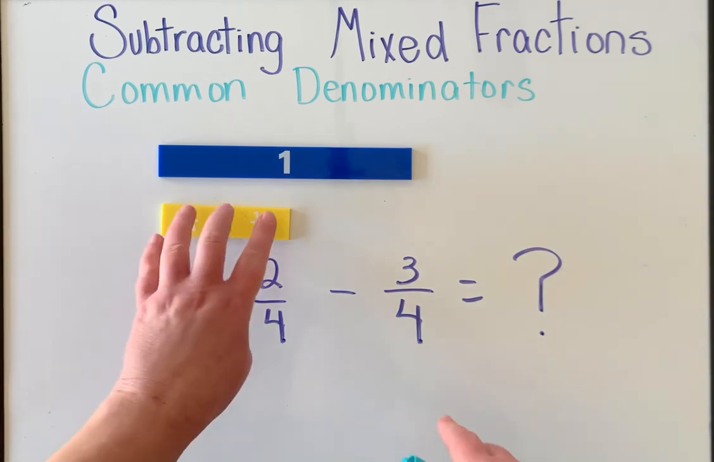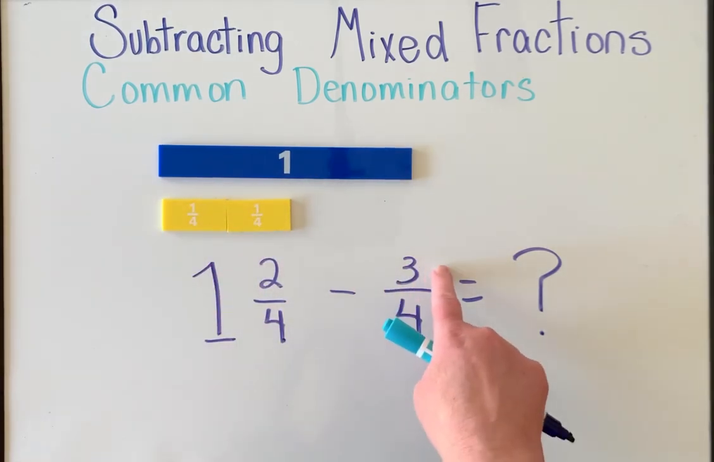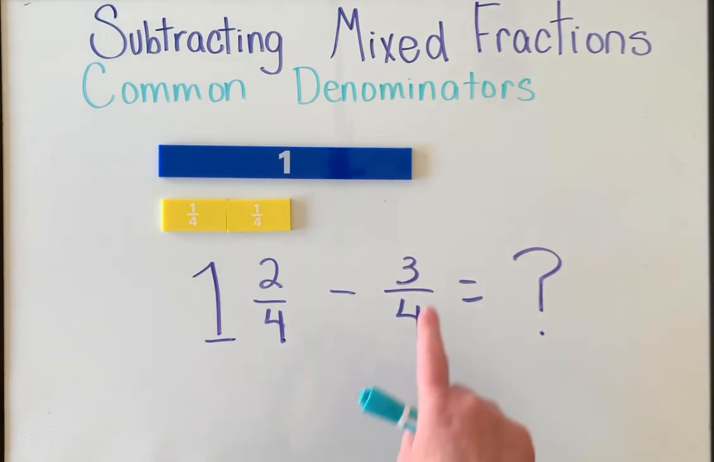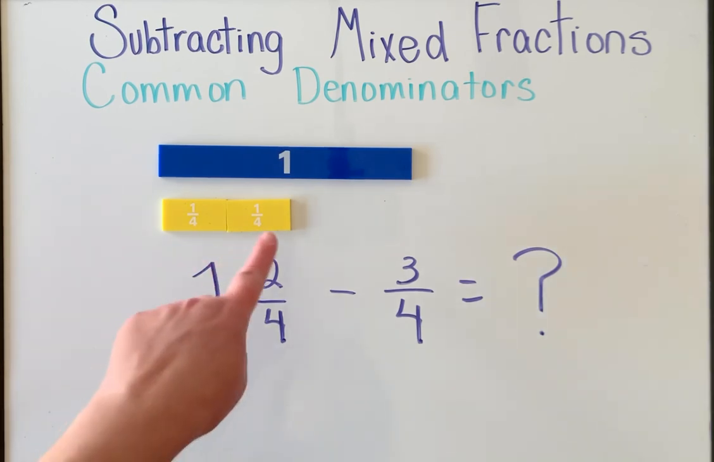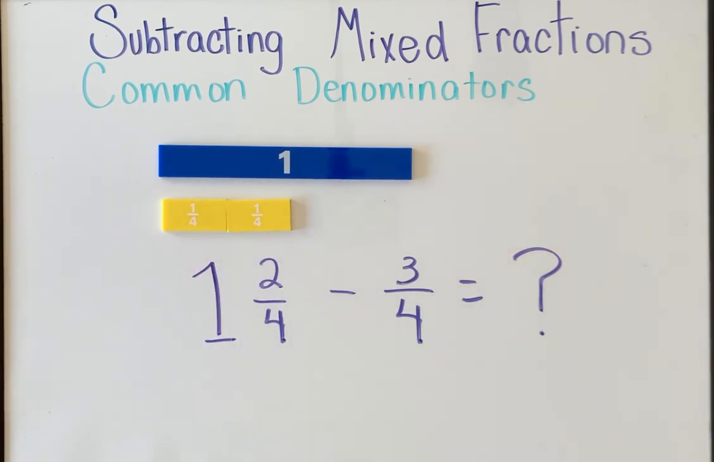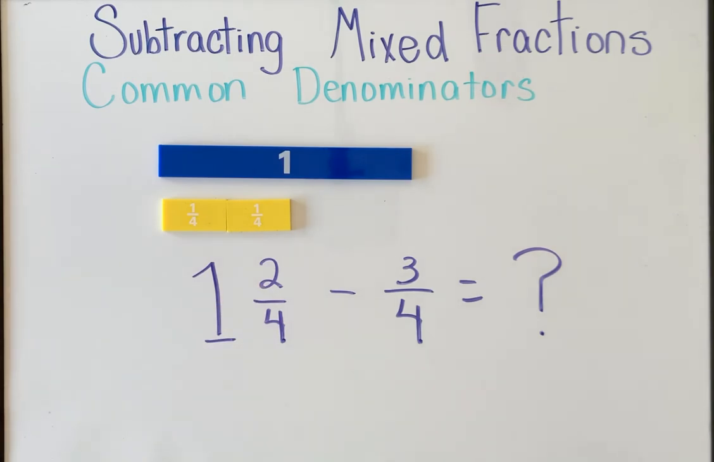And I have to ask myself, okay, I've got 2 pieces there and I need to take away 3. You've got to ask yourself, can I take 3 pieces from 2? And as you look right there, you can clearly see that we do not have enough. I don't have enough pieces there to take away 3, but I need to get some, and we can.